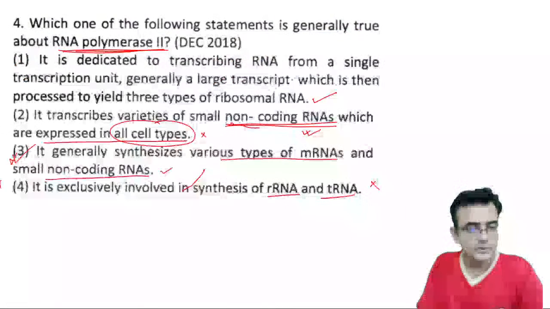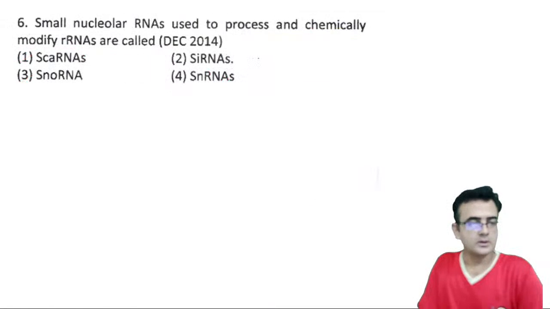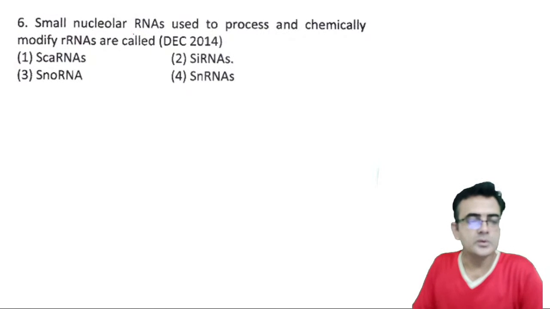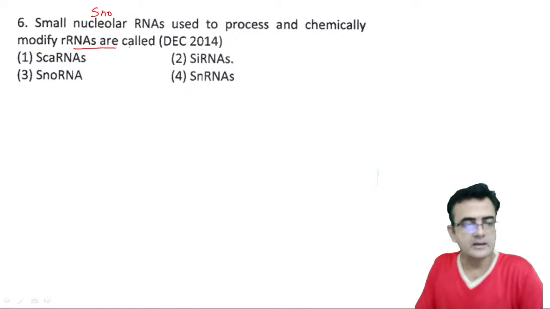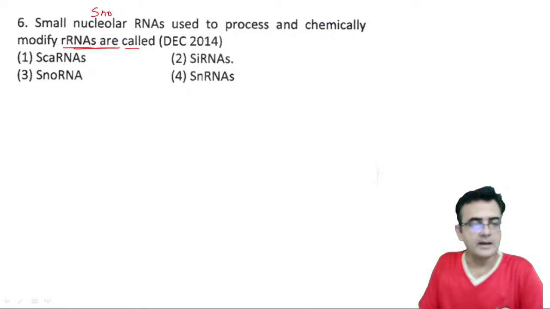Again I am showing you this table. This table is very, very important, and you can make a snapshot of this, and certainly you will get the answers of many more questions. Okay, all right. Now we move on to the other question. Again, see, in 2014 they asked about small nucleolar RNA, right? They are talking about snoRNA used to process and chemically modify rRNA, right? Small nucleolar RNA is used to process and chemically modify rRNA.